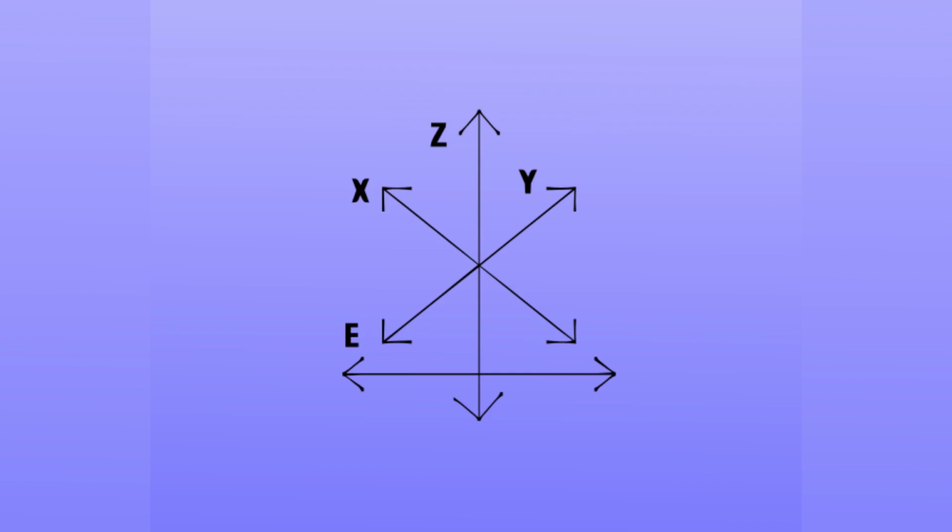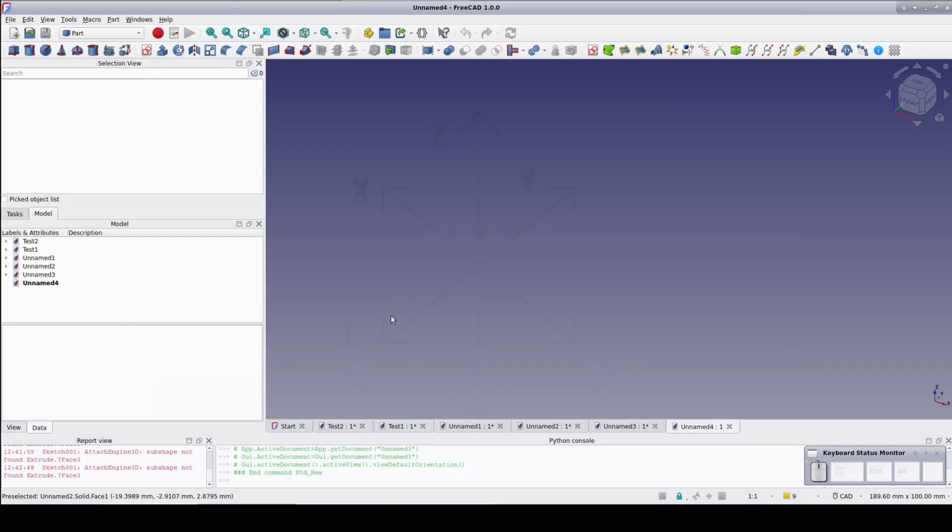FreeCAD 1.0 is out now, and there is much rejoicing. Many people speak of the topological naming problem, TNP, being solved. But it's not. That's not a knock on FreeCAD. No CAD program has solved the TNP.